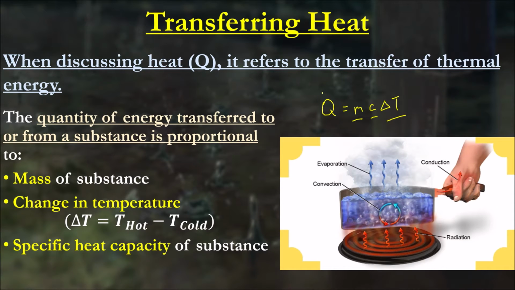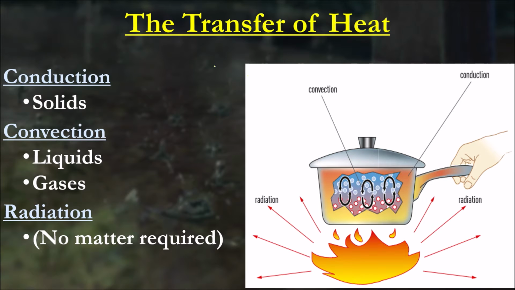Let's look at how that heat can then be transferred from that object to another object. So there's three types. You have solids, which transfer heat through conduction. You have convection, which is what liquids and gases do. And you have radiation, which is another way of saying electromagnetic wave, so they don't need a medium to travel through.